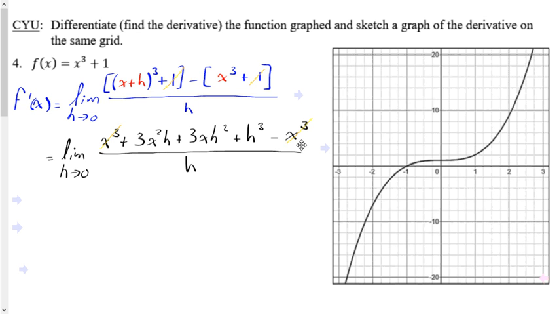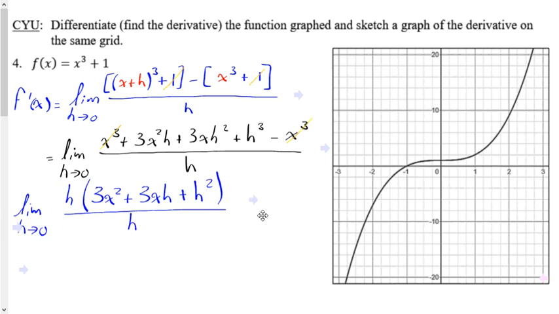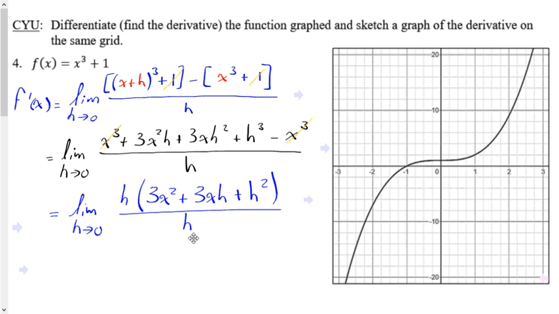Once I'm at my next line, I can see that from the expansion of x plus h all cubed, I had an x cubed minus the x cubed. Those cancel out. And so I have these three terms left. Each of those terms has an h in it. So I can factor out that common factor of h. And then these two common factors cancel out.